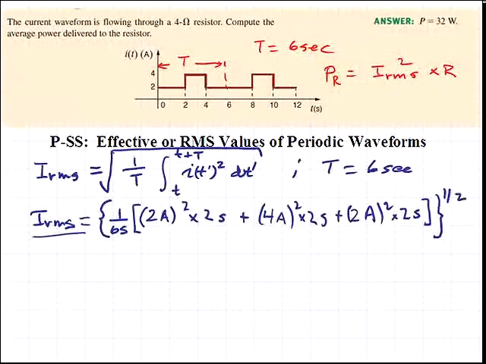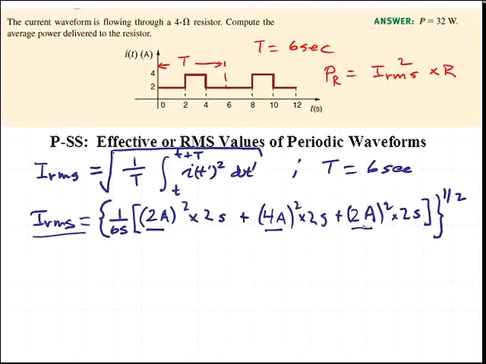Here we have a current of 2 amperes flowing for the first portion of the period from 0 to 2 seconds. We square that current and multiply by the length of that interval of 2 seconds. Then in the next interval, the current amplitude is 4 amperes. That is squared and again multiplied by the length of that interval of 2 seconds. And then the final portion of the period, the current again is 2 amperes. That's squared and multiplied by that 2-second interval.